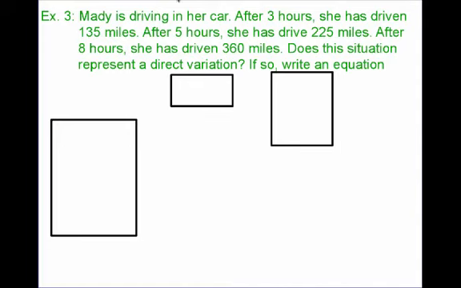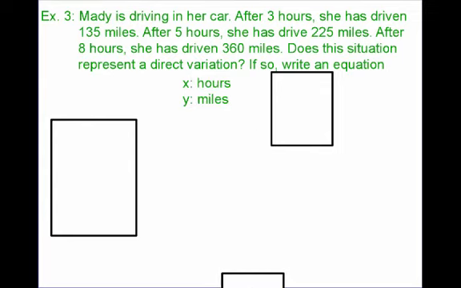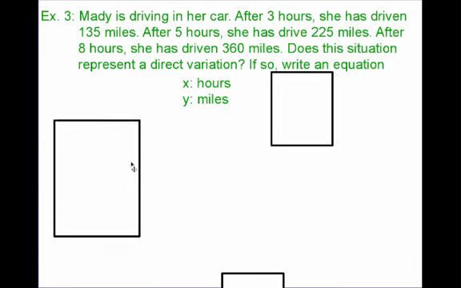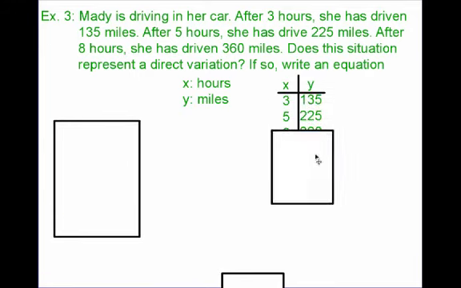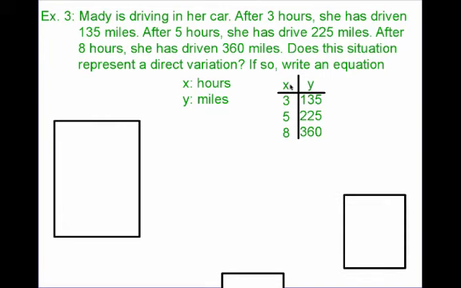Well, first thing we need to do, like in any word problem, is define my variables. What is x? What is y? Well, she's driven 135 miles in 3 hours, 225 miles in 5 hours, 360 miles in 8 hours. Let's say x is the number of hours and y is the number of miles. Now, in order to determine if this is direct, we have to make a table of values. So x is the number of hours, so 3, 5, and 8. Y is our number of miles, that's 135, 225, and 360.